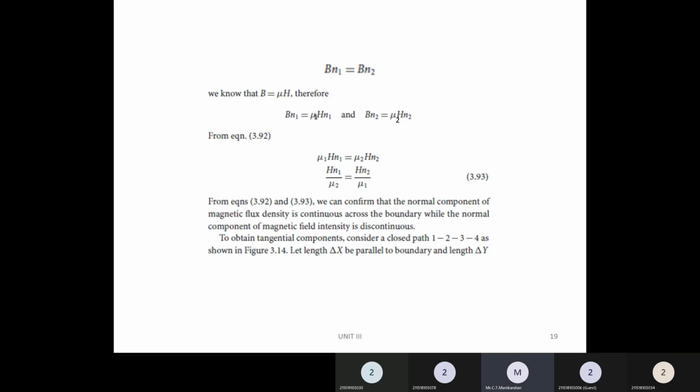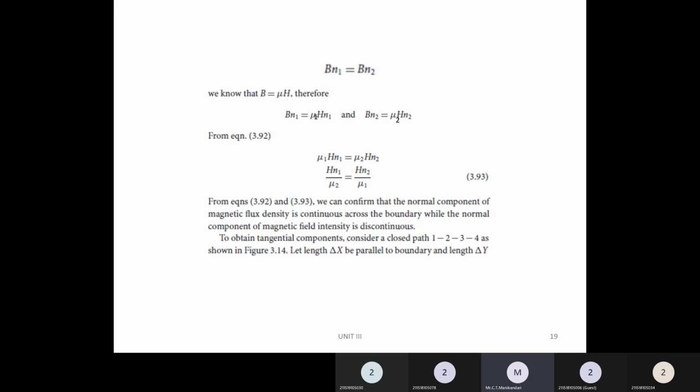Similarly, the normal component of magnetic flux density will be the same. That is Bn1 equal to Bn2. So you can simply remember the magnetic boundary conditions: HT1 equal to HT2 and BN1 equal to BN2.